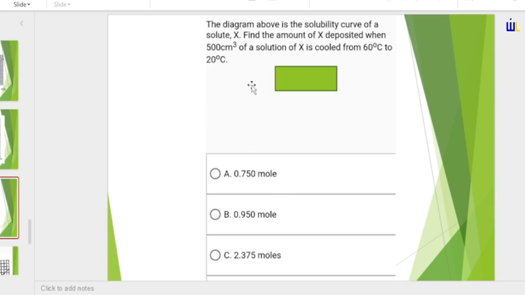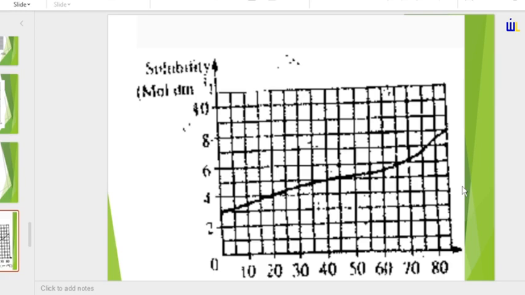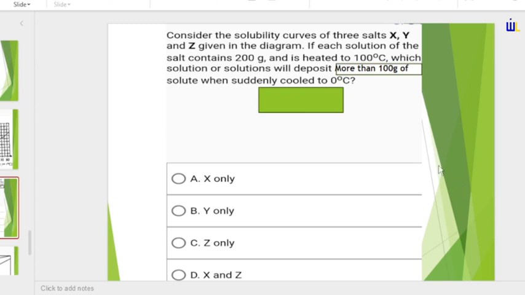Okay, so let's continue. Now, the question says the diagram above is the solubility curve of solute X. Find the amount of X deposited when 500, please emphasis, 500 cm cube of solution X is cooled from 60 degrees to 20. Alright, let's look at the graph. Can you see the graph? Is the graph clear to everybody?